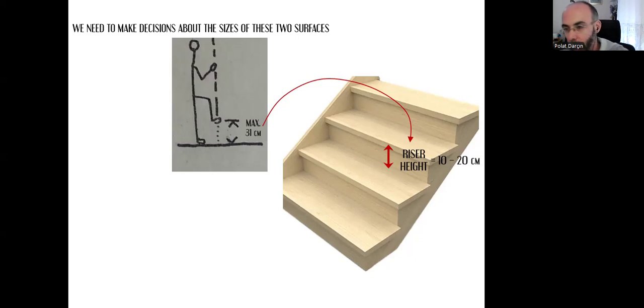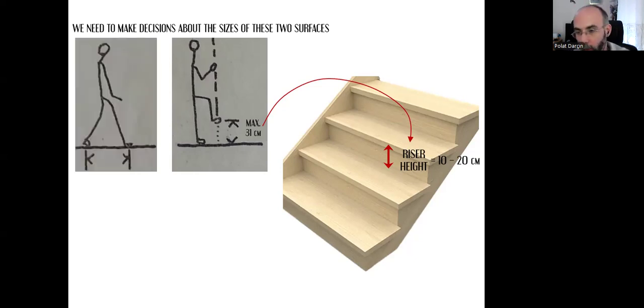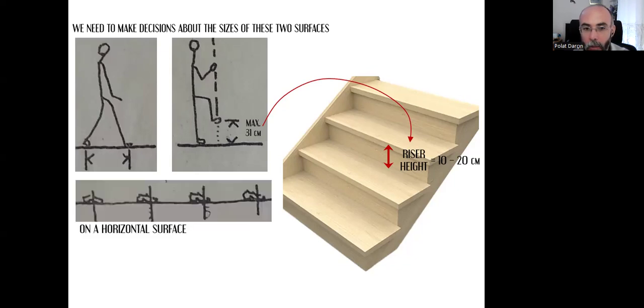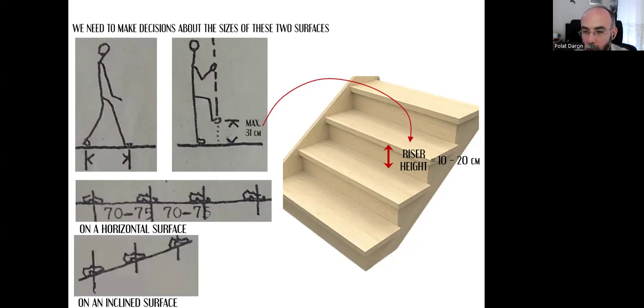And we can make decisions based on the biological properties and other functional properties of the user. And what about the tread width? On a normal horizontal surface with normal steps, for a standard person, each step is 75 centimeters apart. There is this gap. However, it decreases if you are on an inclined surface. If you are climbing a ramp, then this gap is down to 65 centimeters.